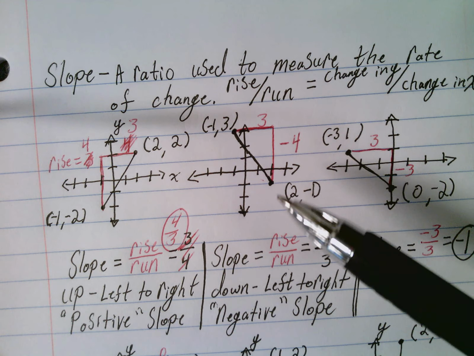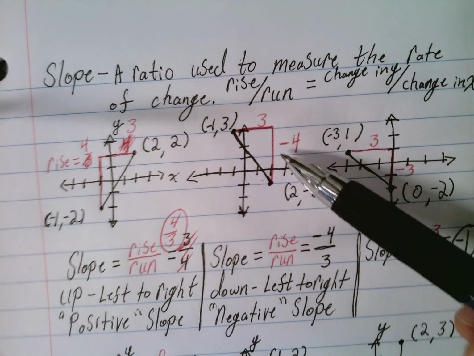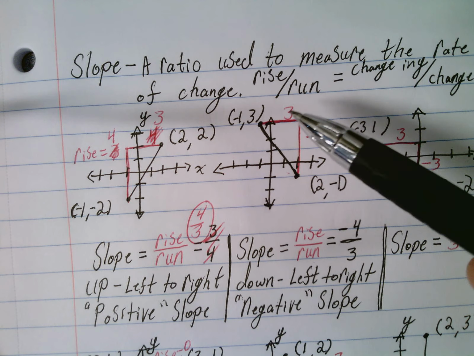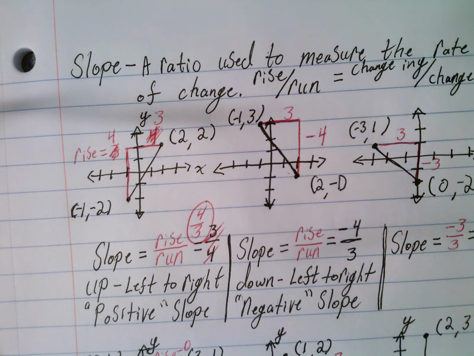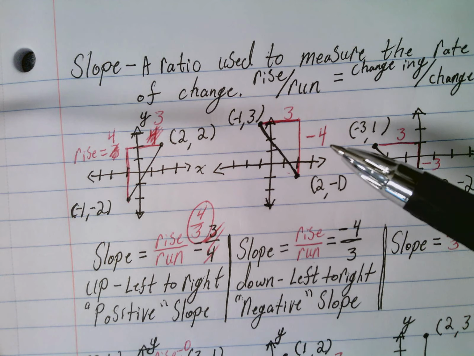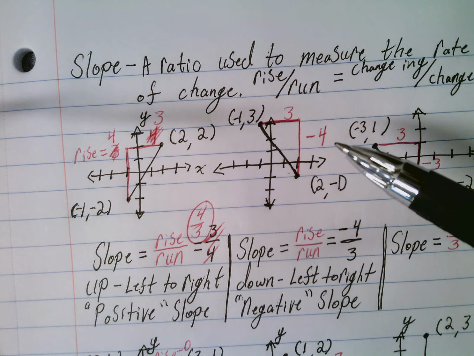How did we figure out the rise and run? How did we find these numbers? What did you do to find this -4? Where did this -4 come from? I think most of you got it, but where did it come from?